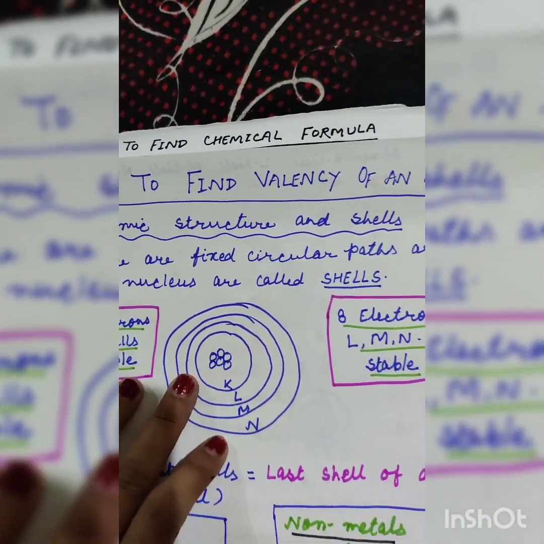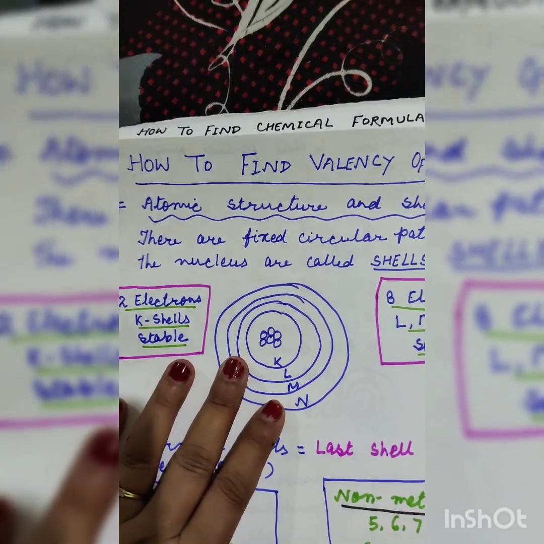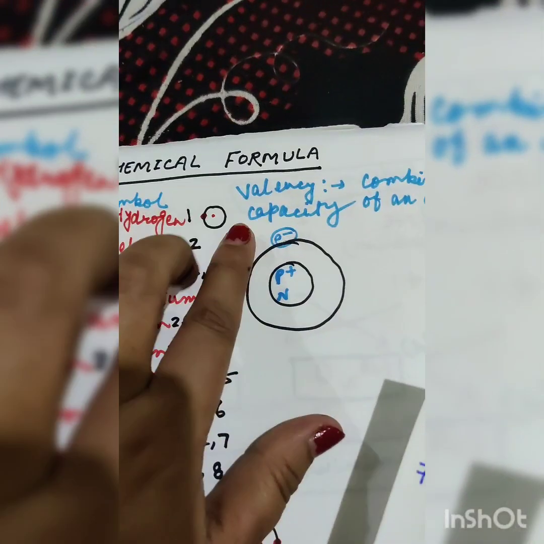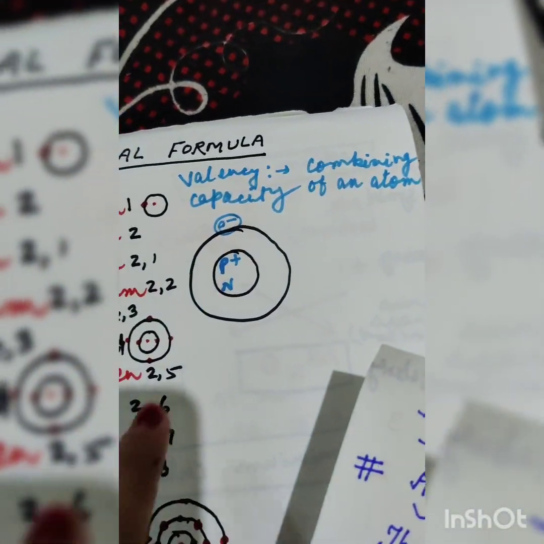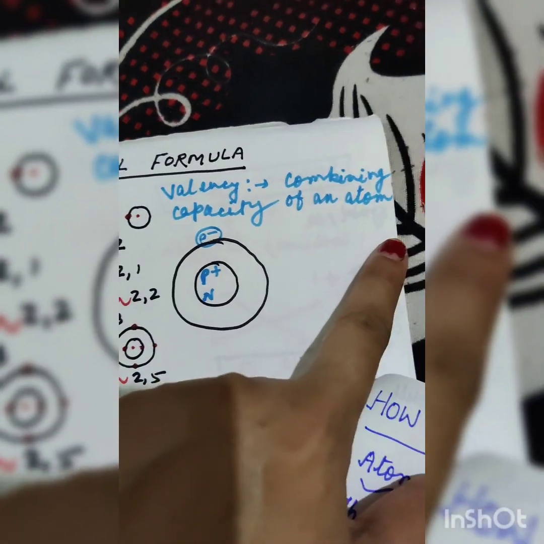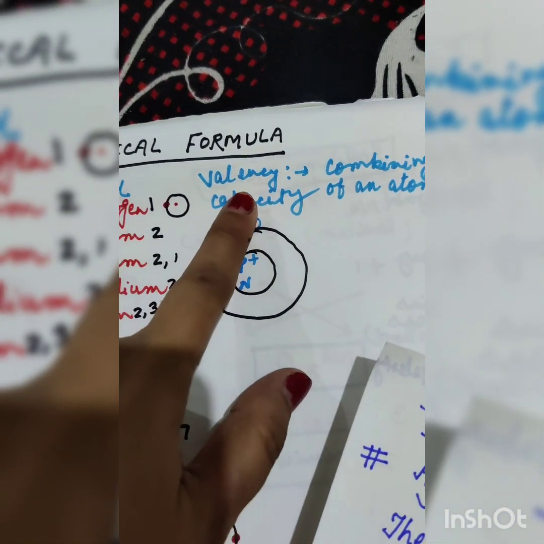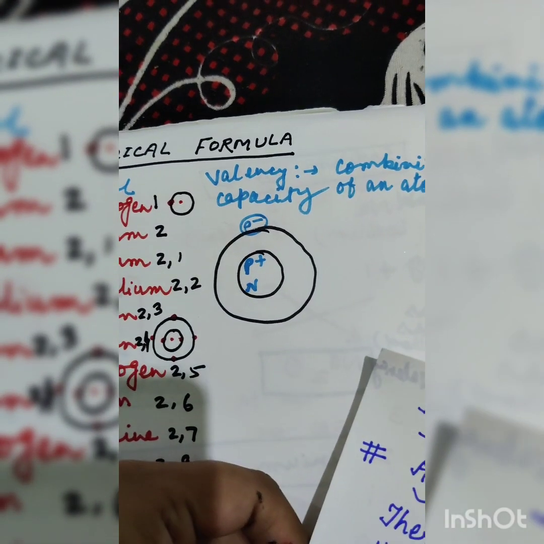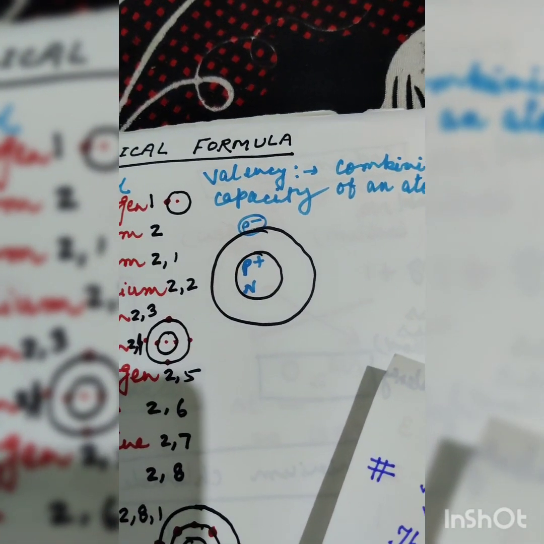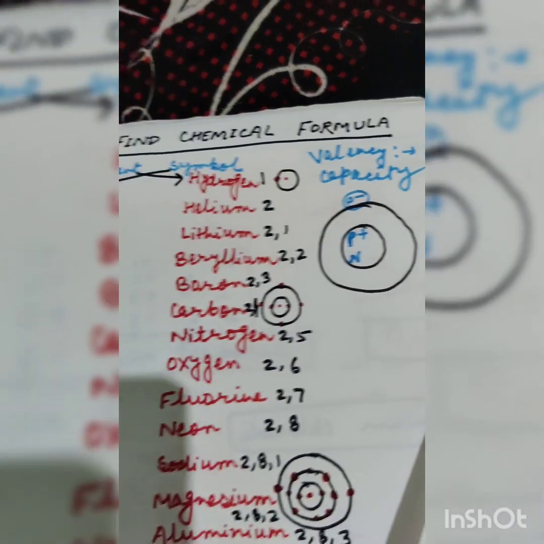I am here with a new topic, how to find chemical formula. Before this, you can watch my previous video, how to find valency. To know the chemical formula of any compound, you should first know what is valency. Valency is the combining capacity of an atom. How can you understand this concept? It has been already discussed in my previous video. Please follow my previous video.